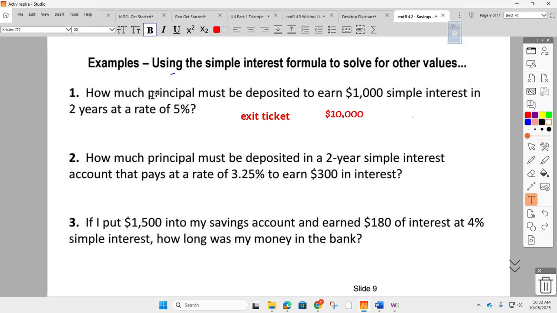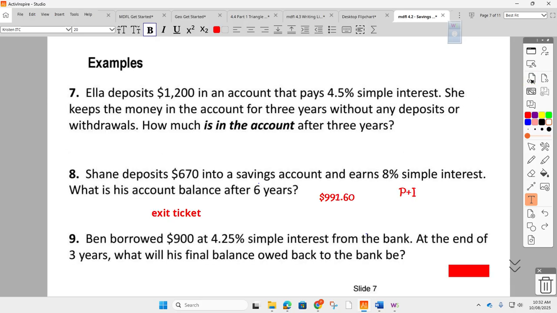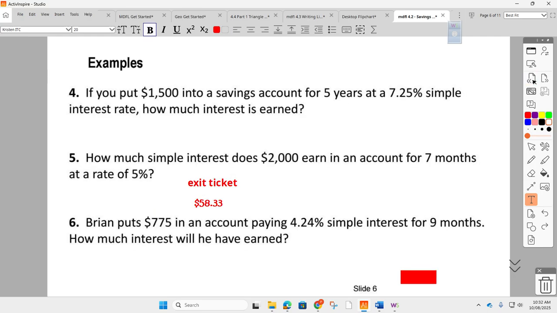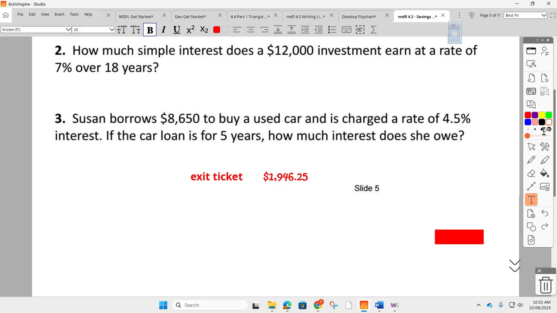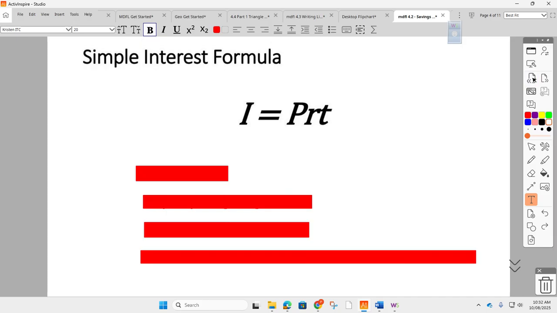This is how much principal, pretty straightforward, solving for P. This one you had to remember, it's the principal plus the interest. You had to find the interest and add it to the principal. So 670 plus the interest. This one was just how much interest. That one was probably the easiest one. That one and this one. How much interest does she owe? Okay.